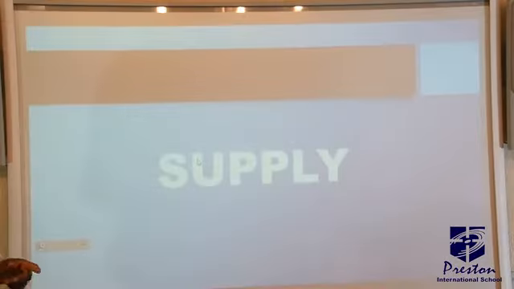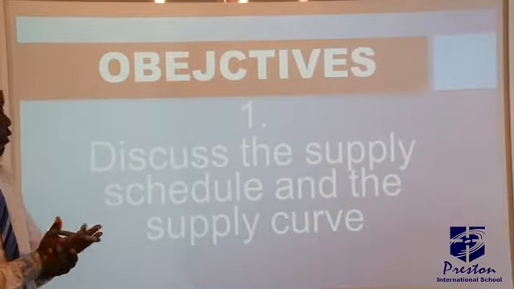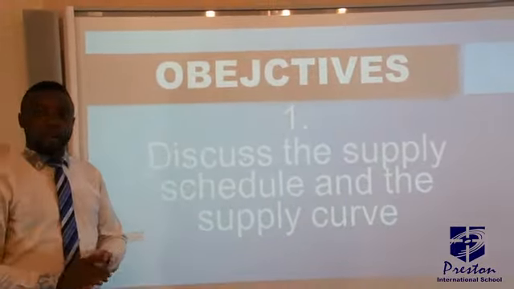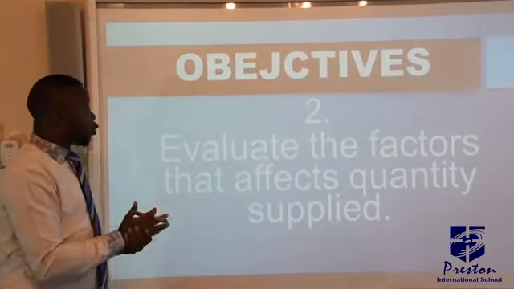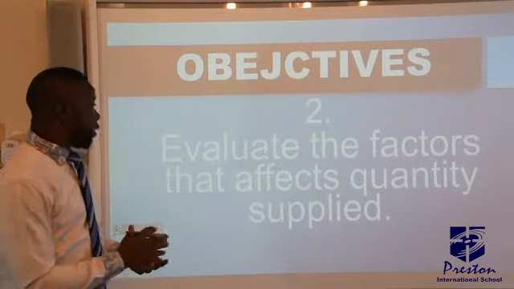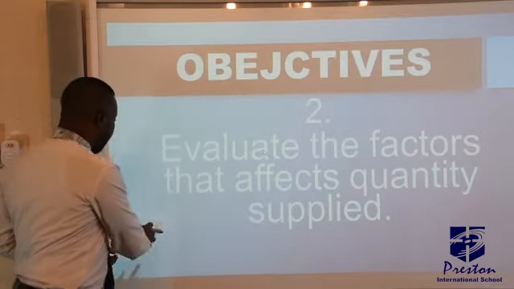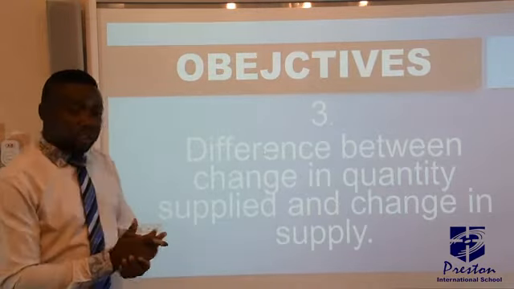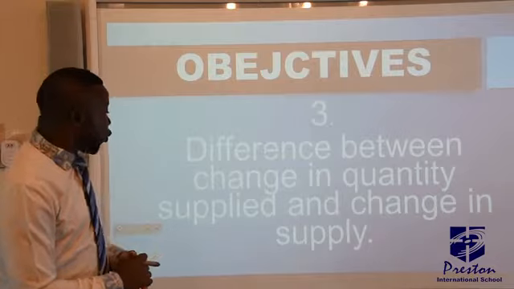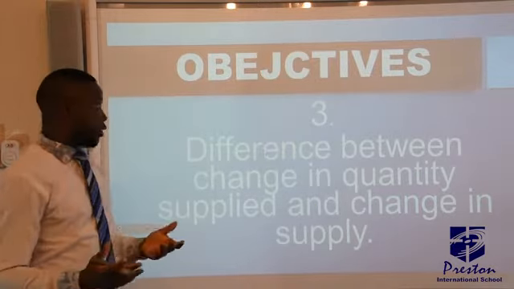Today, we want to continue our discussion on price determination. But the focus for today's class is supply. Before we go into the details of the study, let us look at our objectives. Number one, we want to discuss the supply schedule and the supply curve. Number two, we want to evaluate the factors that affect quantity supplied. And number three, we want to look at the difference between change in quantity supplied and change in supply.